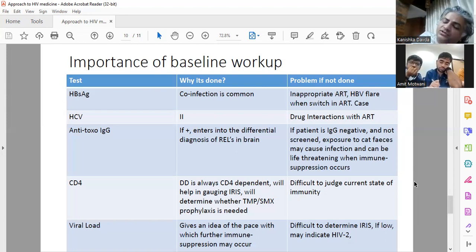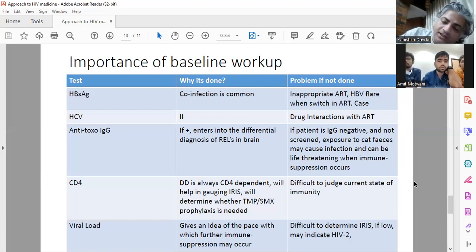CD4, why we need to do it is very obvious. Differential diagnosis is CD4 dependent. It will help in gauging whether the person is developing IRIS or not later on. It will determine whether TMP-SMX prophylaxis is needed or not. What is the problem if we don't do it? Difficult to judge the current state of the immunity. You won't understand which station the train is at.